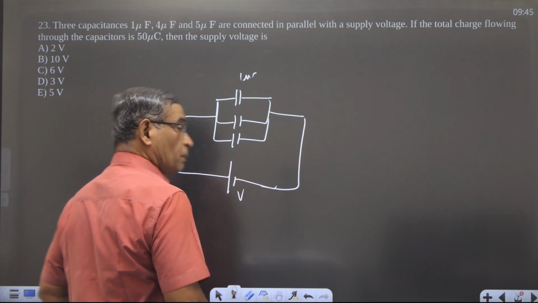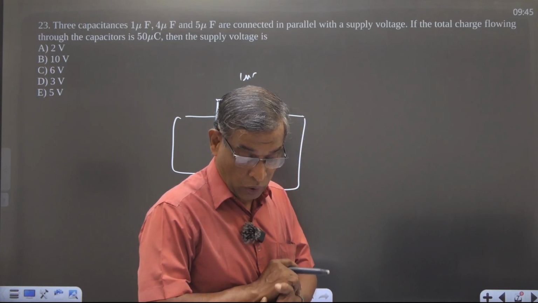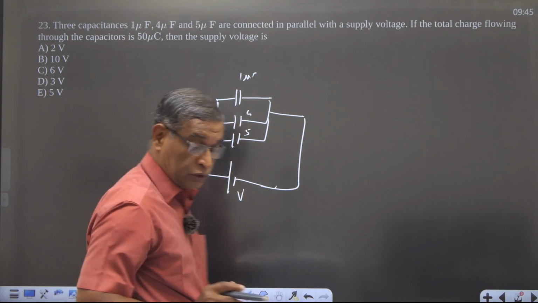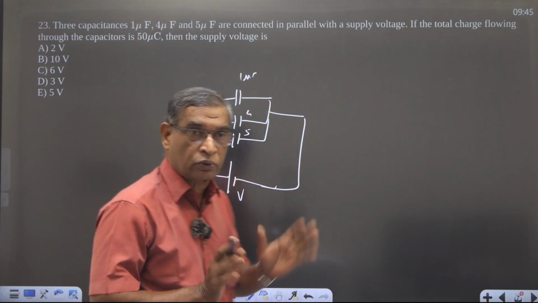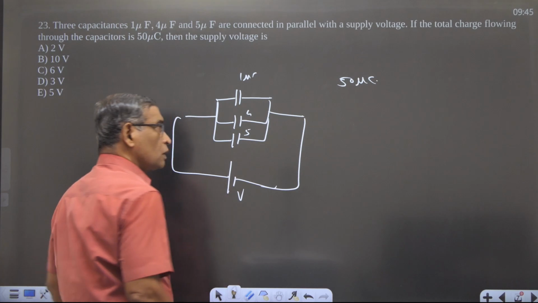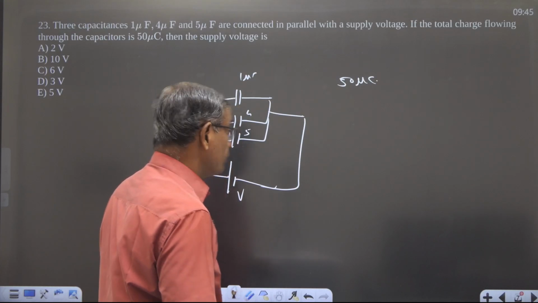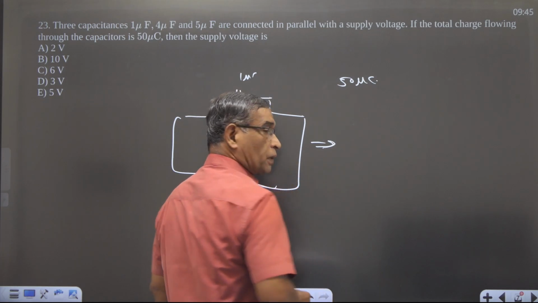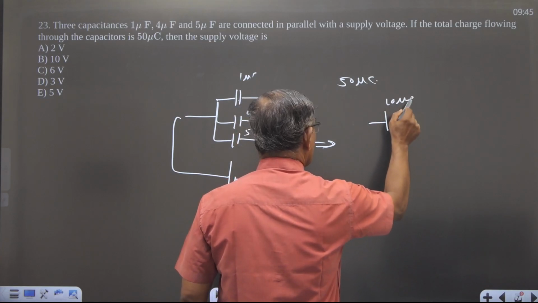So the charging potential for all the capacitors is the same. And what is the capacitance of each capacitor? Given as 1, 4 and 5. And what is the total charge flowing through the capacitors? It is given as 50 microcoulomb. All these capacitors together store 50 microcoulomb of charge. Then the question is, what is the supply voltage? Now you know all these capacitors are connected in parallel. Therefore, its equivalent circuit, if we draw, is C1 plus C2 plus C3, a single capacitor of capacitance 10 microfarad connected across this source.